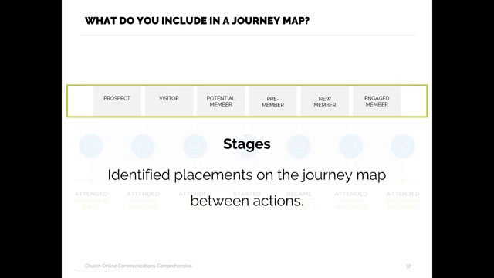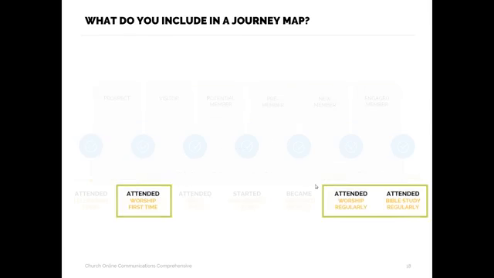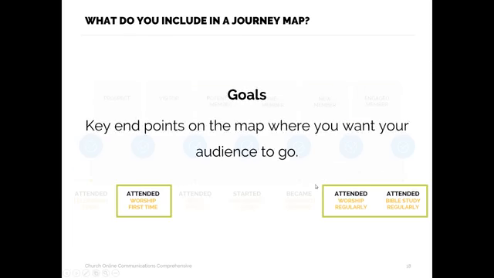Now, the last thing, and this is important, I just want to highlight it in a little bit more detail, although we've already mentioned it, is the goals. So goals should show up on your journey map. We've talked about goals in great detail, and we'll continue to talk about them as we go because they are really the core to any kind of communication strategy. But goals are key endpoints on the map where you want your audience to go, and they're where you're focusing your attention on your communication.